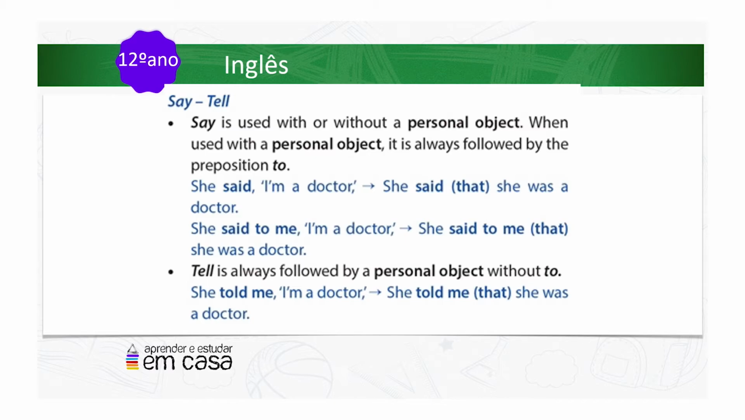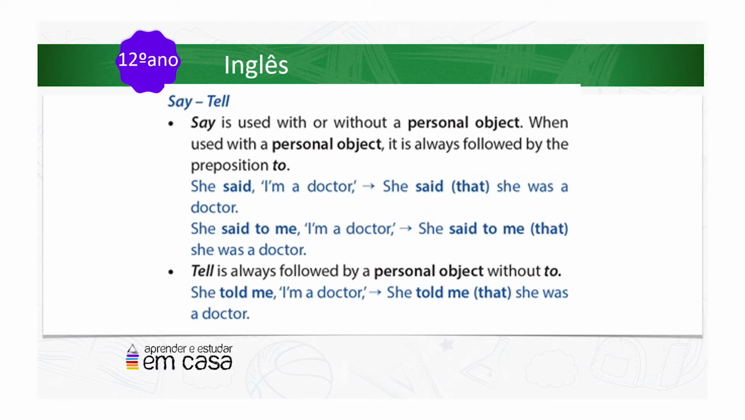Probably it's for your classroom, it's for the other classroom, it's for 10th grade students, it's for 12th grade students. We don't know who the receptor of the message is. In this case, we use say. And we use tell when the receptionist, the person that you are talking to, appears in the sentence.